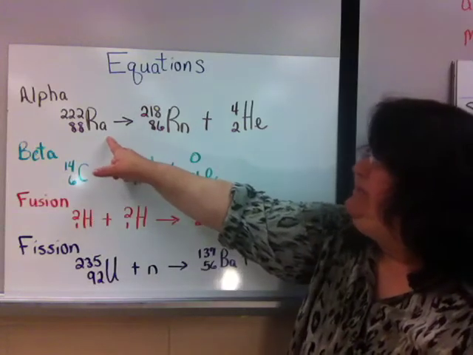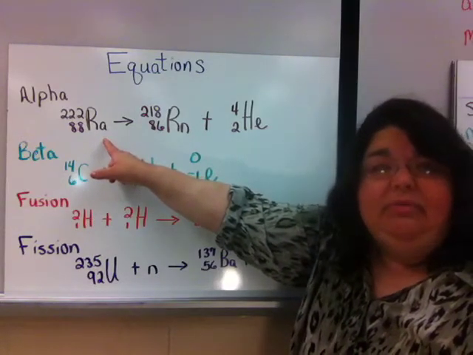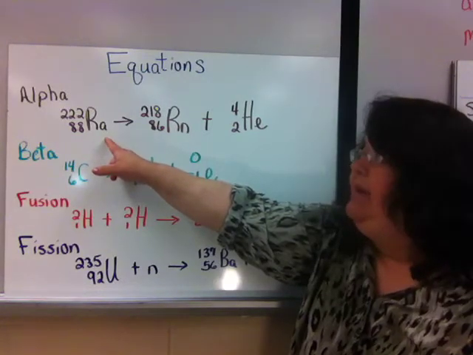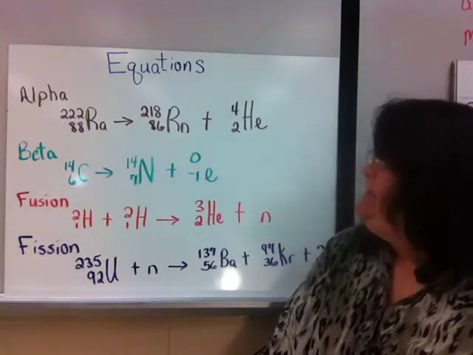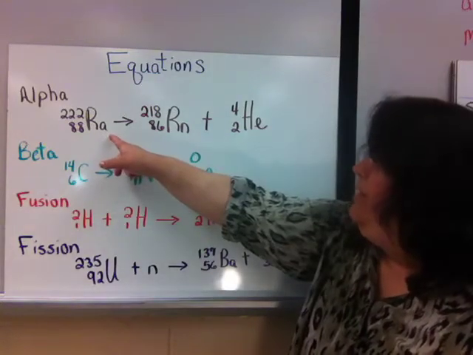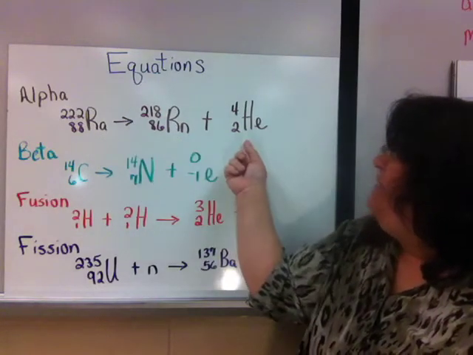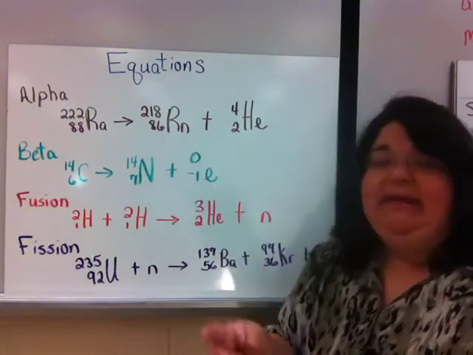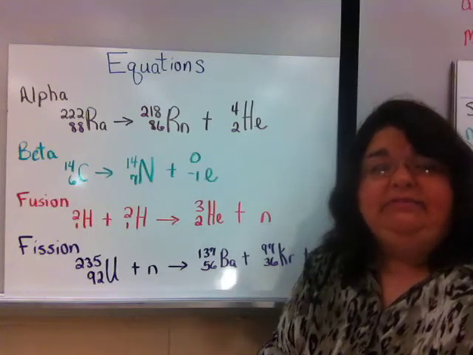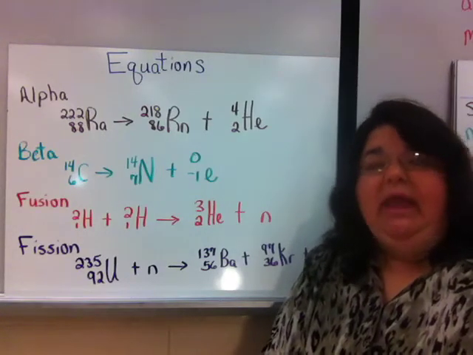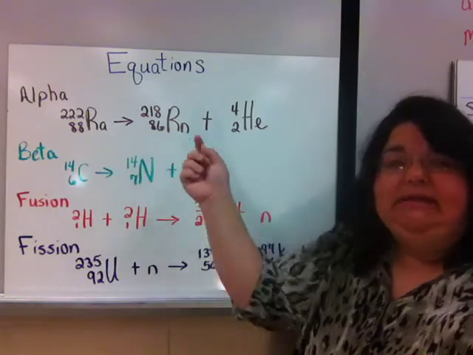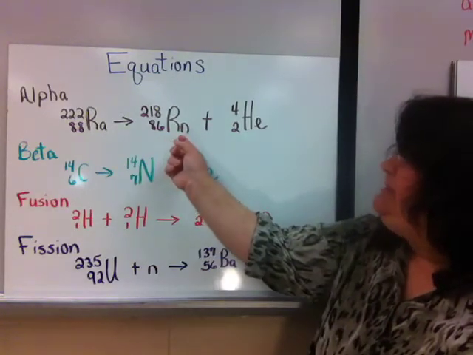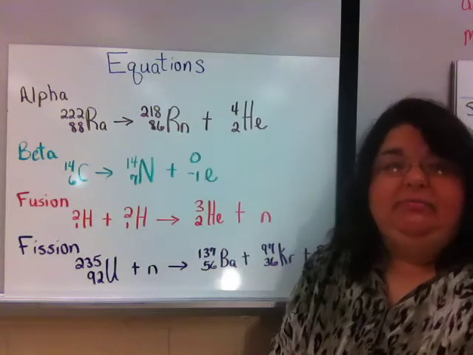So what this equation is telling me is I've started with 88 protons. I look on my periodic table, and atomic number 88 is radium. So I'm going to write Ra. Well, when I have alpha decay, 2 of those protons leave. That leaves me with 86 protons left. I look on my periodic table, and I find out that 86 is the atomic number for radon. So I have to change my symbol when my proton number changes.